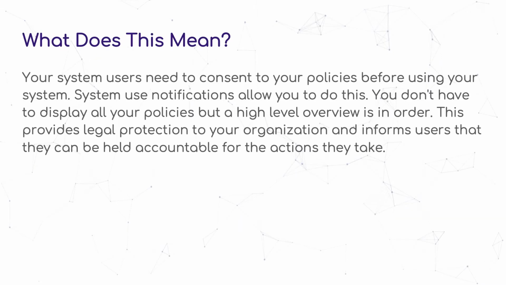What does this mean? Your system users need to consent to your policies before using your system. System use notifications allow you to do this. You don't have to display all your policies, but a high-level overview is in order. This provides legal protection to your organization and informs users that they can be held accountable for the actions they take.